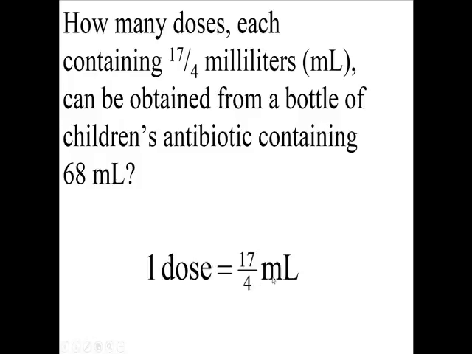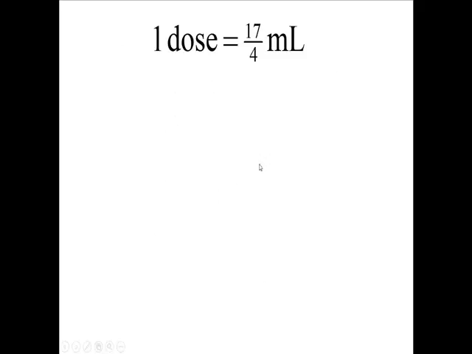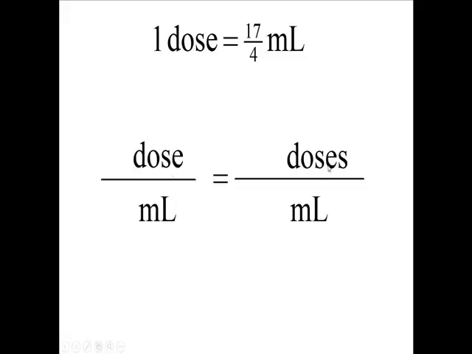One dose is 17/4 milliliters, and then don't forget this 68 milliliters. We're going to use that in a minute. What we're going to do is set up a proportion, which is one fraction equals another fraction. We're going to label doses on the top and milliliters on the bottom on both of these fractions, okay? Now, one dose is how many milliliters? So the 17/4 goes here.